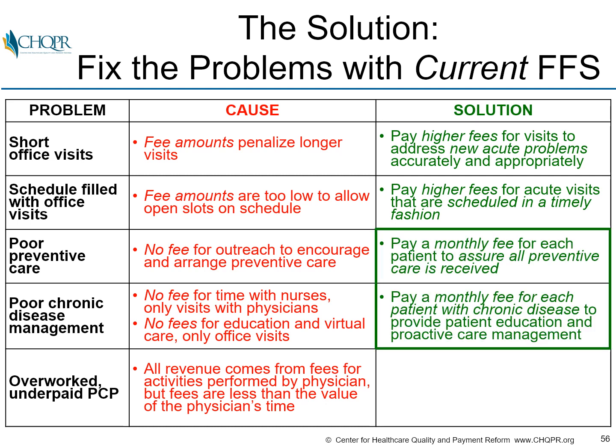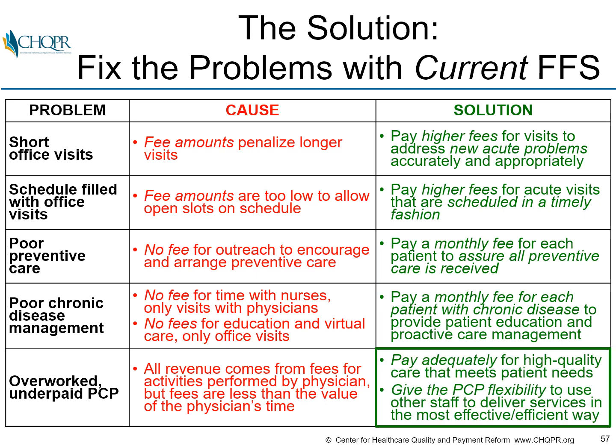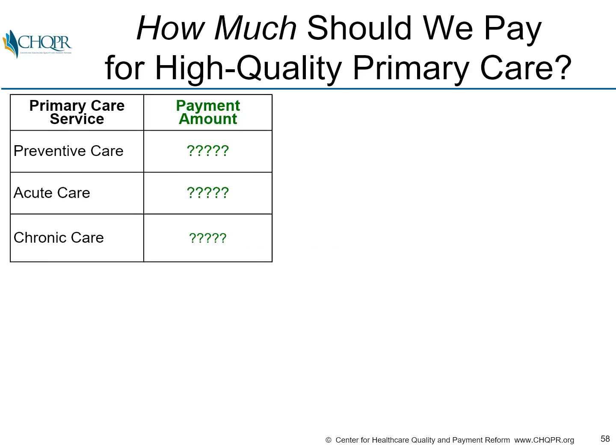We need to pay primary care practices to deliver proactive preventive care and chronic disease management services. Those services should be continuous, not just when a patient happens to make a visit to the practice. So there should be one fee for a month of care, not separate fees for individual services. The payments have to be large enough to cover the costs of delivering high-quality care, but they should also be flexible enough so the primary care physician can use a team of staff to deliver care in the most effective and efficient way.